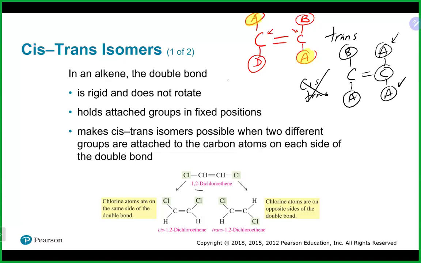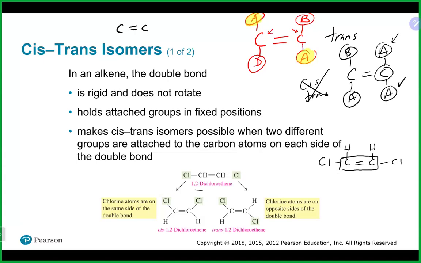1,2-dichloroethene. The first thing I would do, honestly, is draw it exactly like what you see here. I would just draw it like I was drawing any structure, basically. And then I would redraw it and just focus in on the carbon-carbon double bond.